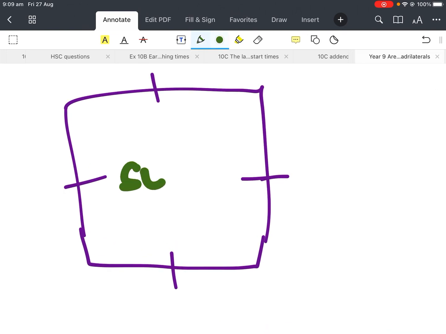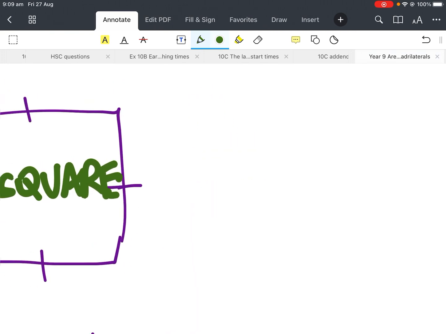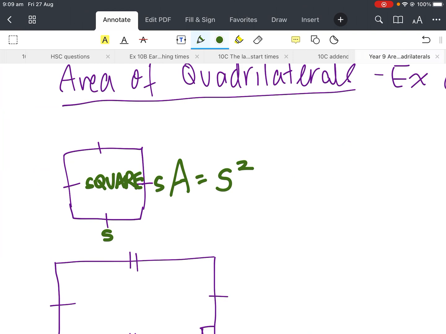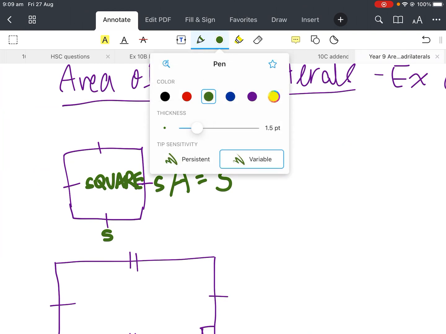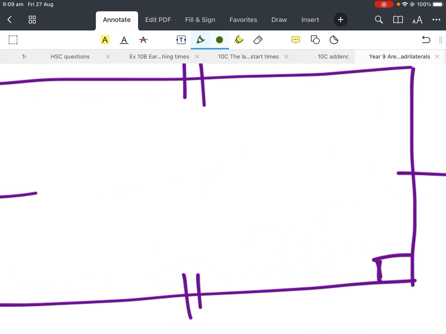This is obviously a square. Oh, that's a bit fat, isn't it? And hopefully you remember that the area of a square is side times side, or length times length. So you could say it's either side squared or the length squared. Let me just reduce that thickness, it's a bit fat. There we go.